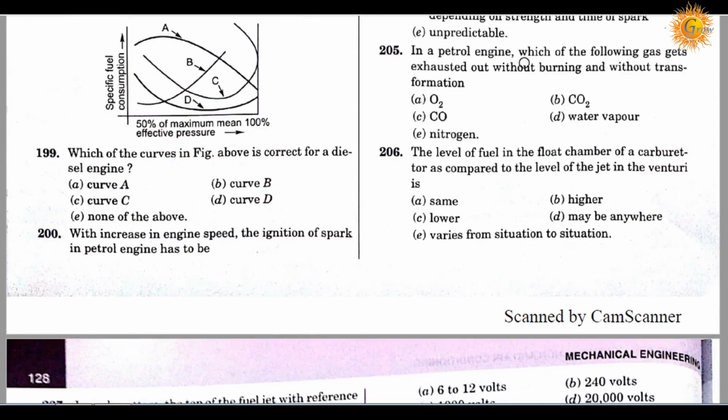Question number 205. In a petrol engine, which of the following gases gets exhausted out without burning and without transformation? Option A is O2, option B is CO2, option C is carbon monoxide CO, option D is water vapor, option E is nitrogen. So the correct answer is E, it will be nitrogen.